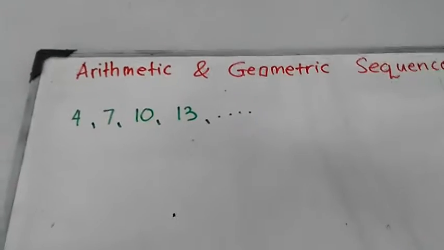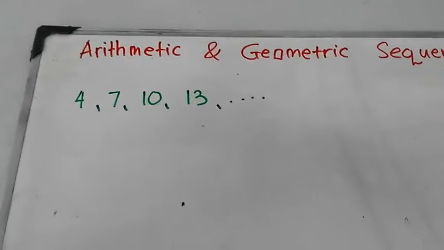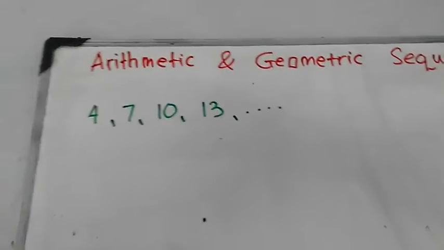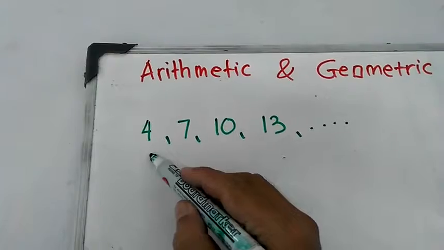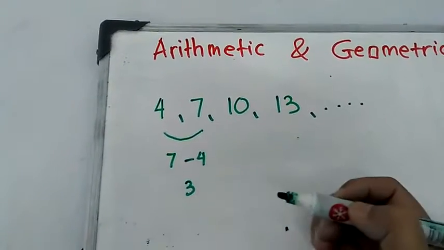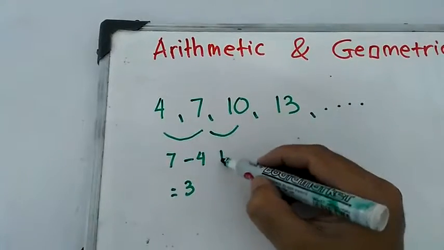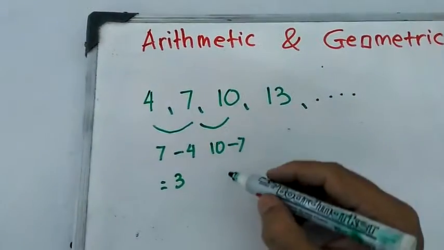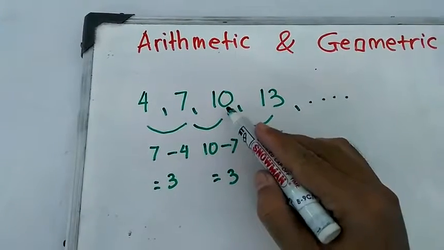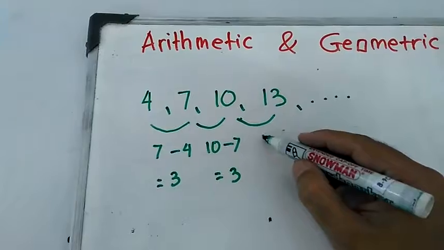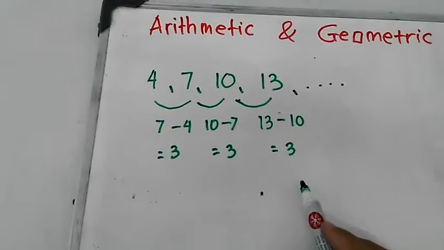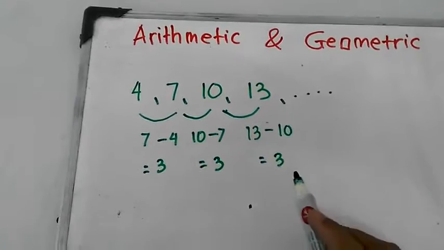Okay, next I give you another new sequence, and let's first determine what kind of sequence it is. Let's start with the difference. The first one: 7, a2 minus a1, so you get 3 as the difference. The next difference is 10 minus 7, a3 minus a2, which also equals 3. The last difference is a4 minus a3, so 13 minus 10 also has a difference of 3. Since the sequence has a common difference, it belongs to an arithmetic sequence.